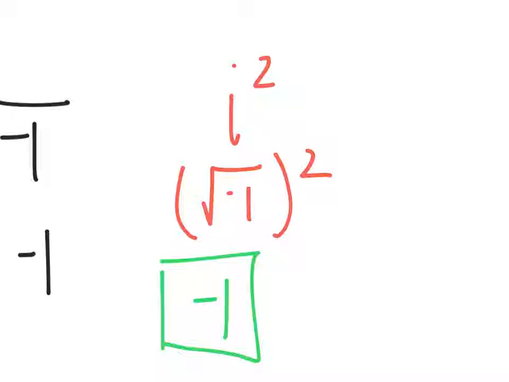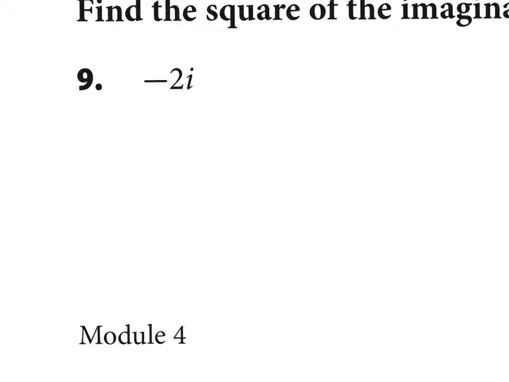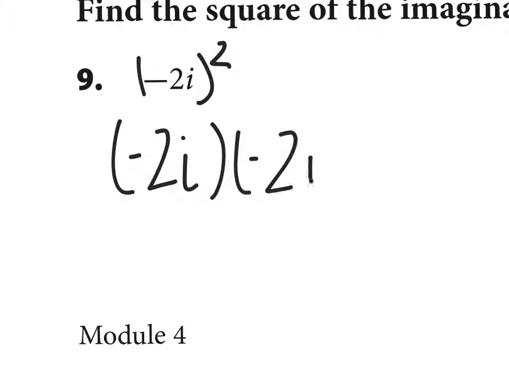Problem 9, we need to find the square of the imaginary number. So I'm going to square -2i. If I'm squaring it, that means I'm multiplying it by itself. So -2i times -2i. And I'm not going to FOIL this, because someone in my last class asked, well, why aren't you foiling? I only FOIL when there's pluses and minuses in the middle. There's no pluses and minuses here.